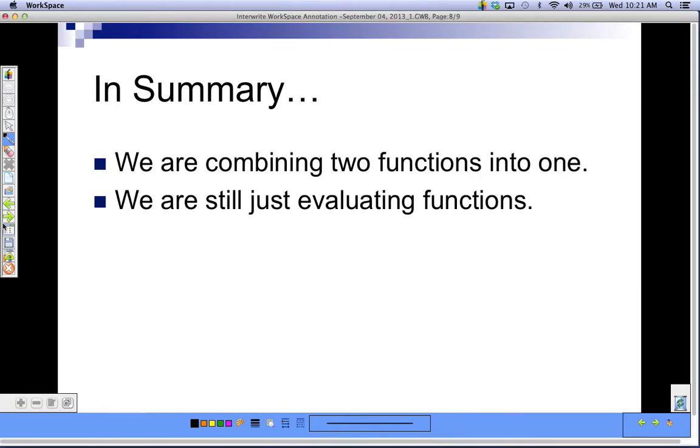So in summary, we are combining two functions into one. We are just evaluating the functions as well at a given point. Please make sure to bring your questions to class.